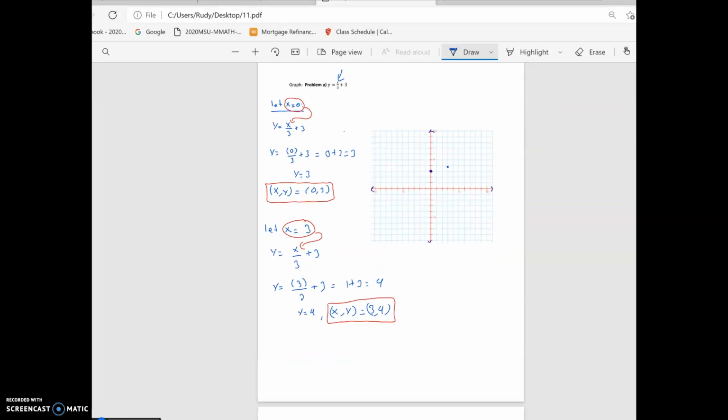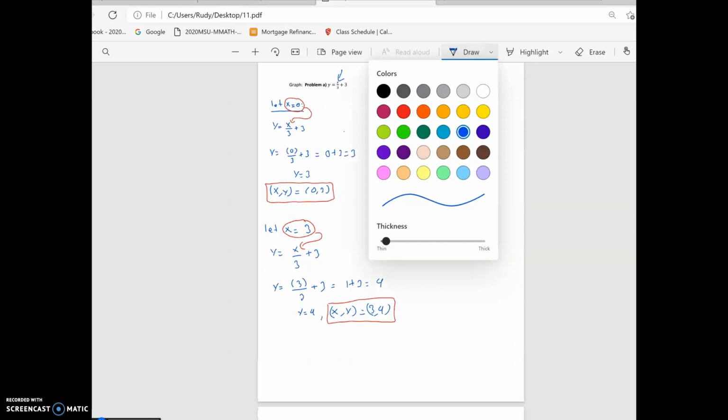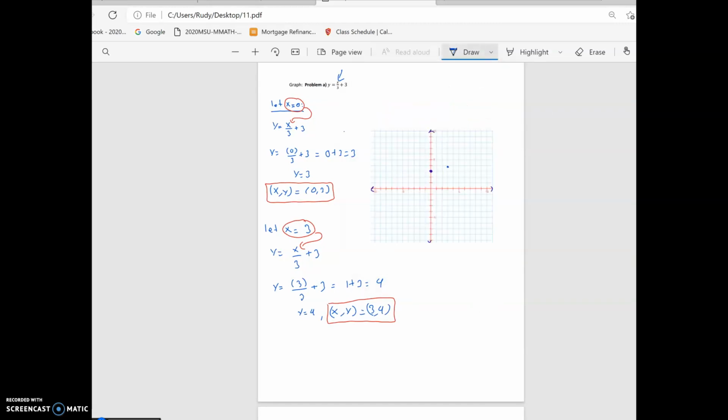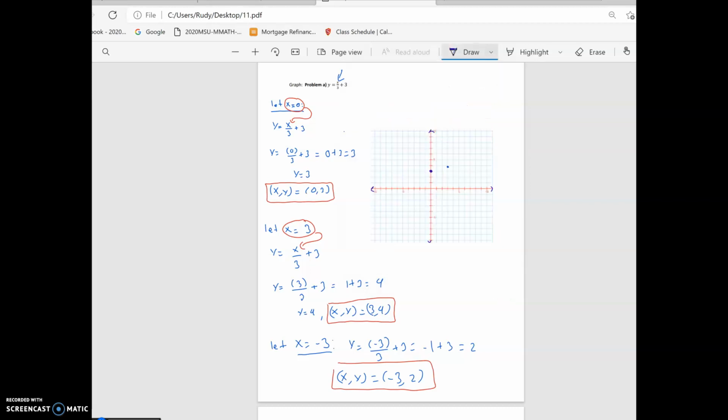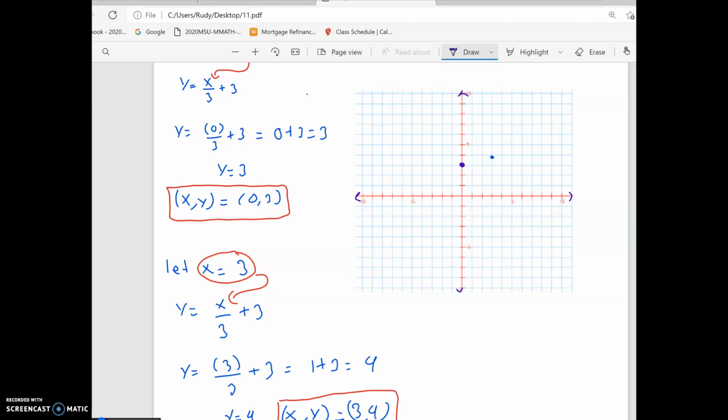And then I'm just going to use another coordinate point in order to check all solutions on this one. So in this case, let x equal negative 3. Then your y value is going to be, technically, negative 3 over 3 plus 3, or negative 1 plus 3, or 2. So your x and y value is going to be negative 3, 2. Let me box that in. So our coordinate point is going to be at negative 3. So 1, 2, 3, and then 2.